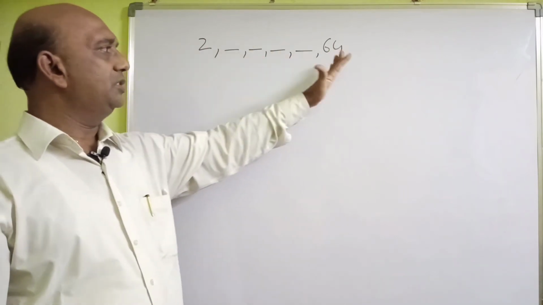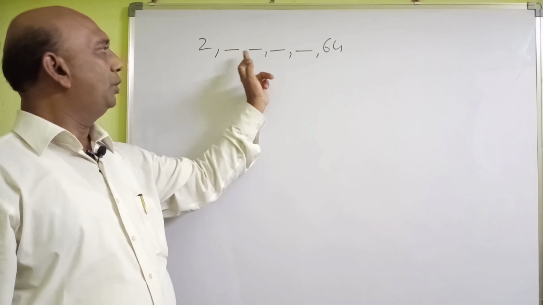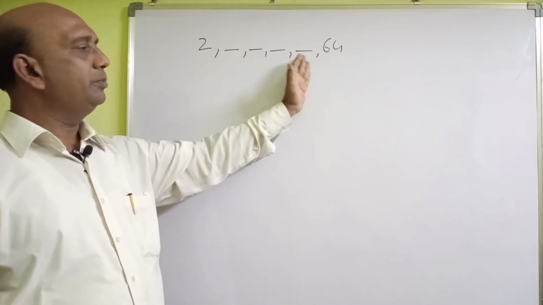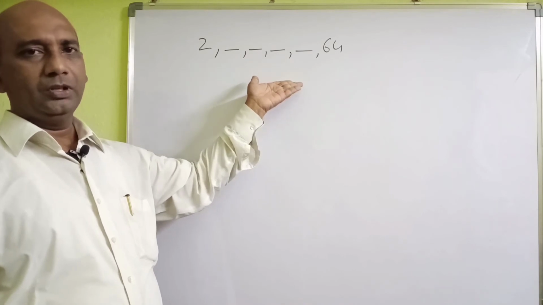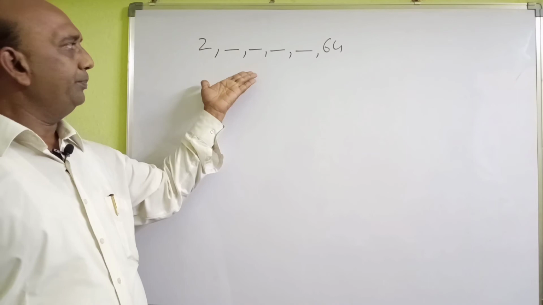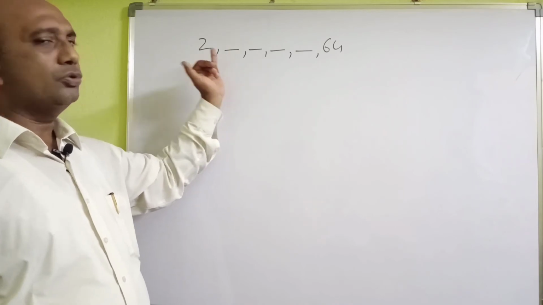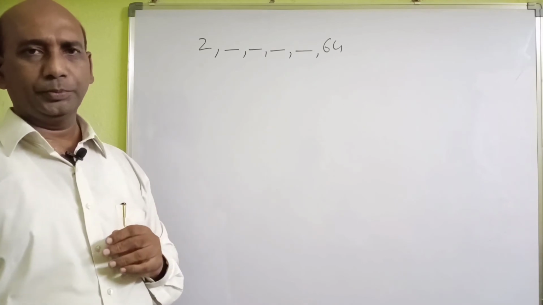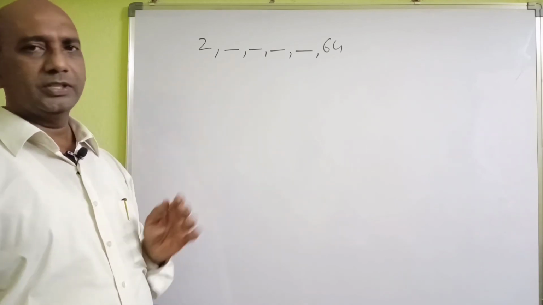Between 2 and 64, there are 4 geometric means. Here, 4 geometric means are missing. So a question like this will be given, and they will ask to find the common ratio and the missing terms of this progression. There are two methods to solve this.